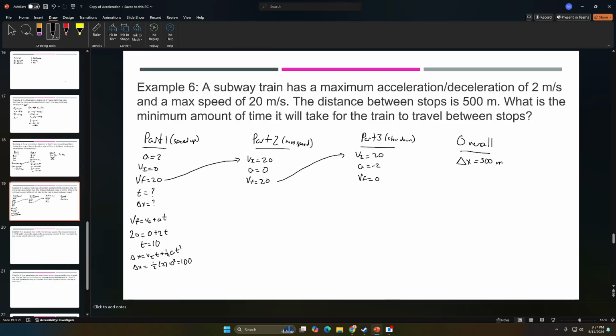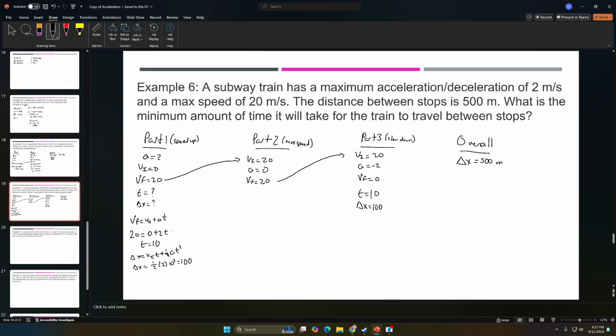Ideally now we would do part 2. We've got 3 variables here, but they're actually a weird combination of variables. You actually can't solve for anything else. So we actually have to skip part 2 here. If you tried, you would just not be able to solve for anything. But we're going to skip 2 and go to part 3. And it turns out if you solve part 3, you get numbers that work out exactly the same way as for part 1. Time is 10 and change in x is 100.